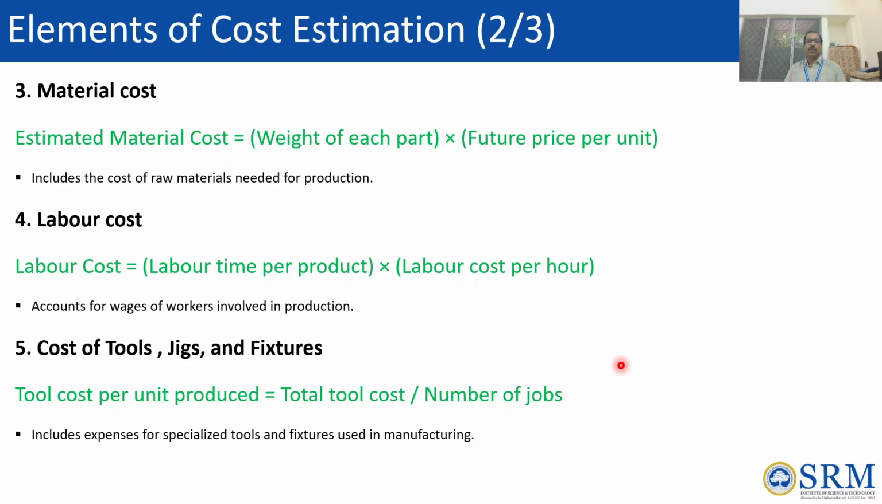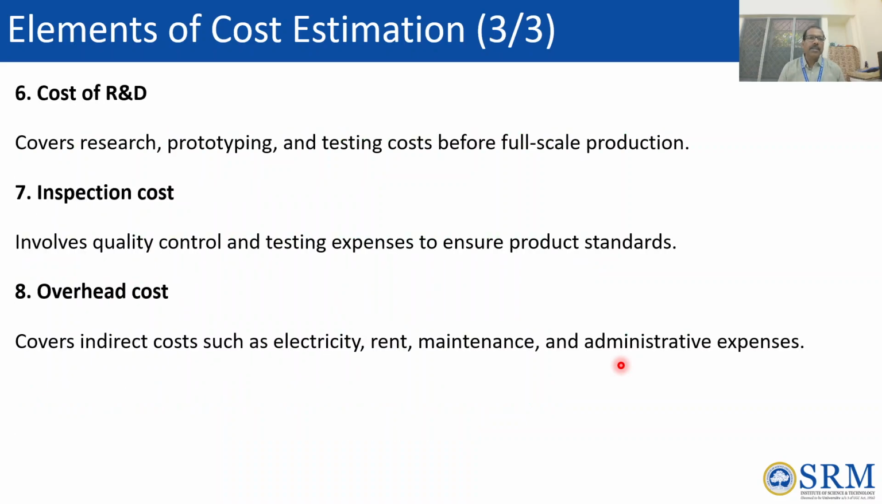Okay, total tool cost in the sense adding all the tools cost, then total number of jobs we are planning to make. With that ratio, we can calculate the total cost per unit produced. Okay, includes expenses for specialized tools and fixtures used in manufacturing. Okay, then cost of research and development, which covers research, prototyping, and testing costs before full scale of production.